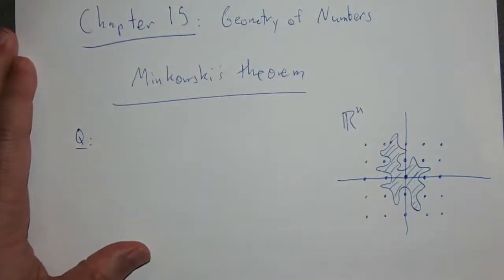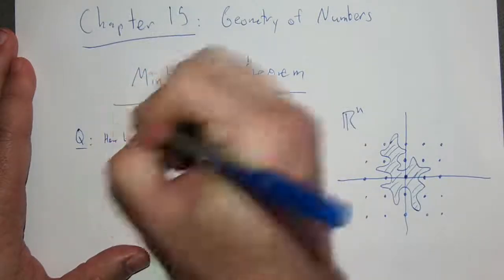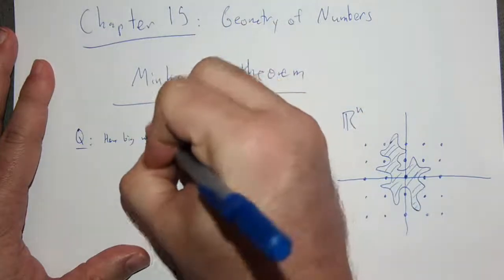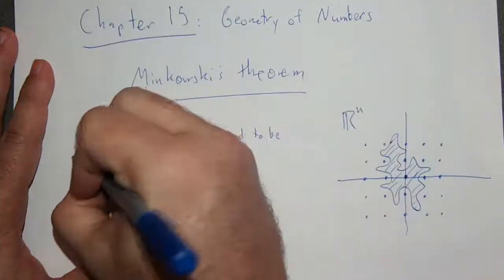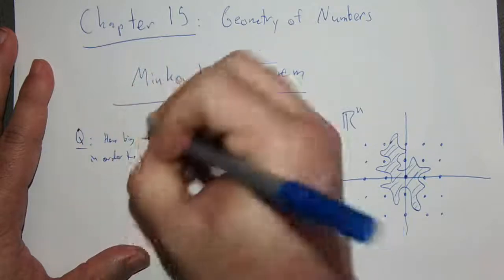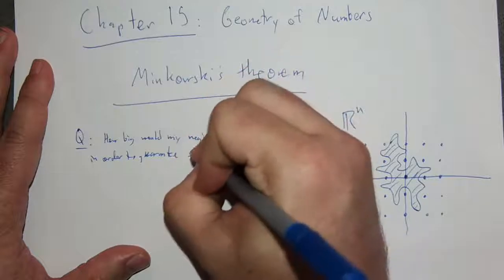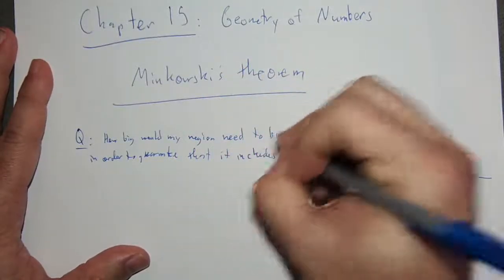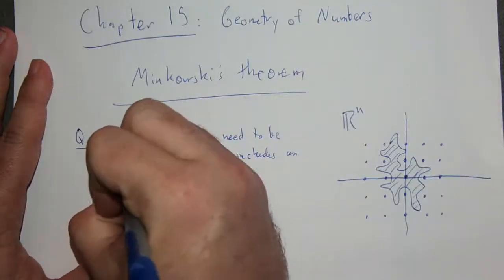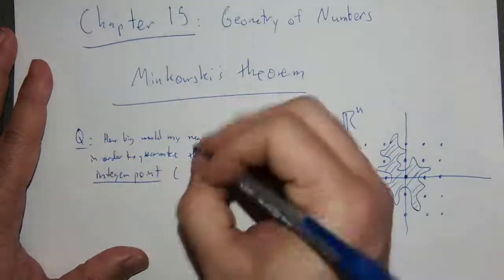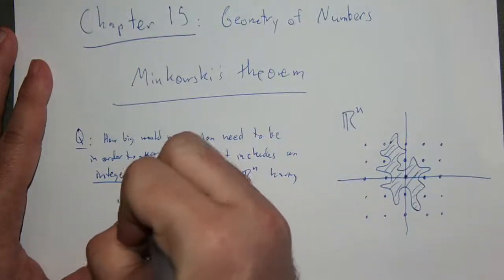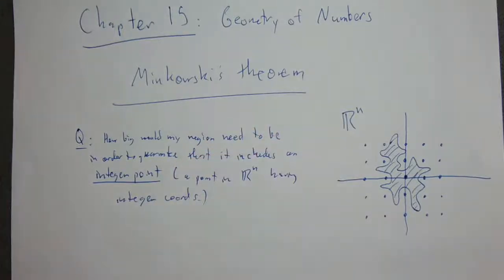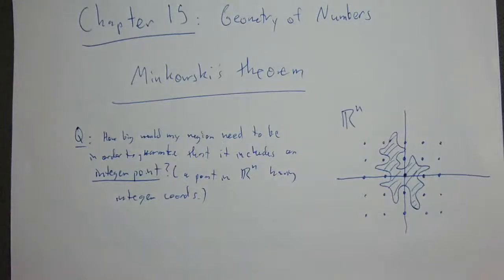basically, how big could or would my region need to be in order to guarantee that it includes an integer point? This is a point in Rn having integer coordinates. So how big would my region have to be in order that it must include an integer point?